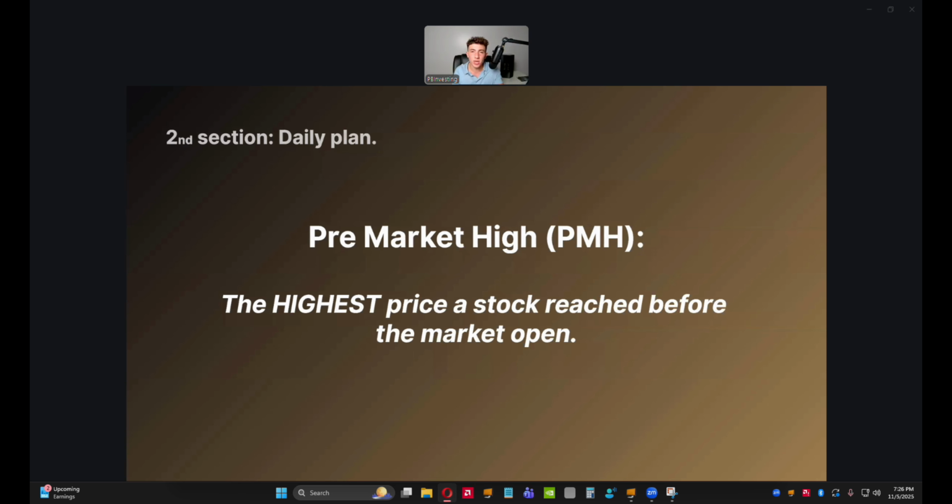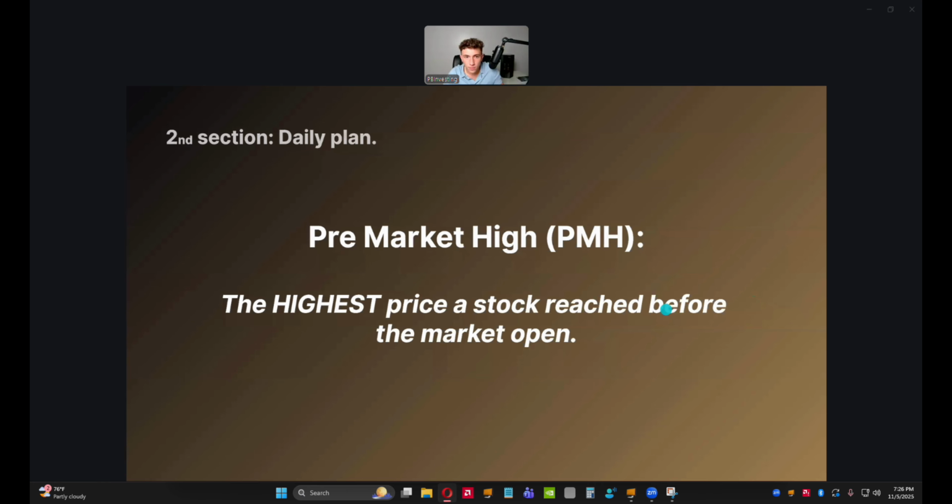But what happens when you get over resistance? The reason a stock has resistance or support is because at resistance there's sellers and at support there's buyers. But when you clear sellers, those sellers turn into buyers. So resistance turns into support.